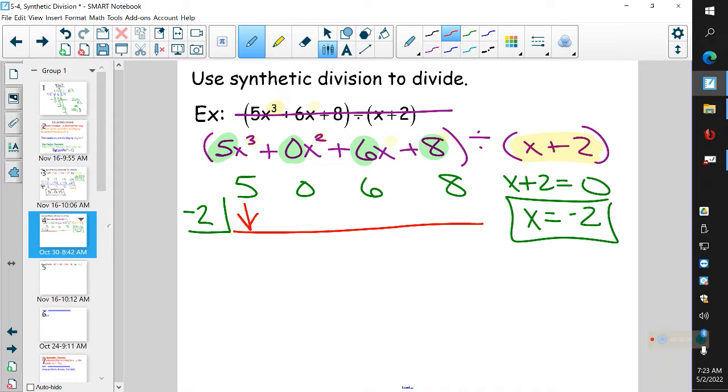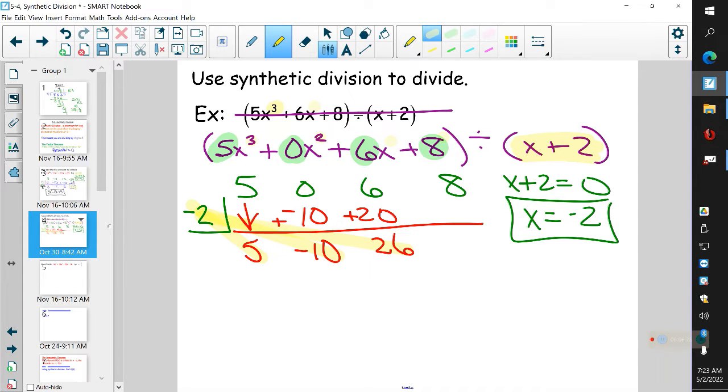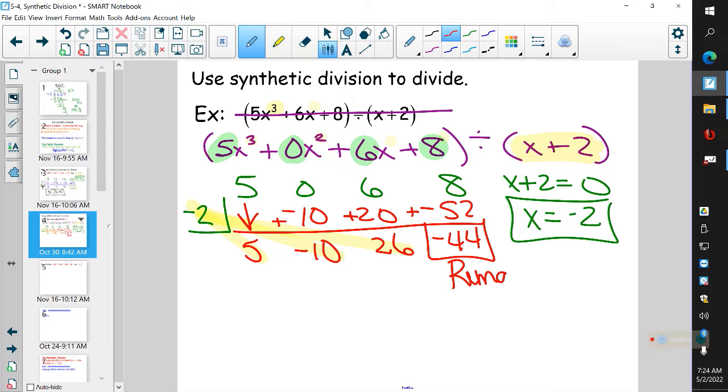I drop down the 5, and then on the diagonal, I multiply to give me -10. I add straight down to give me -10 there. Then on the diagonal, I multiply to give me a +20. Then I'm going to add straight down to give me a 26. And then after that, I'm going to go on the diagonal again to give me -52. And then I'm going to add straight down to give me a -44. This is what we call our remainder.